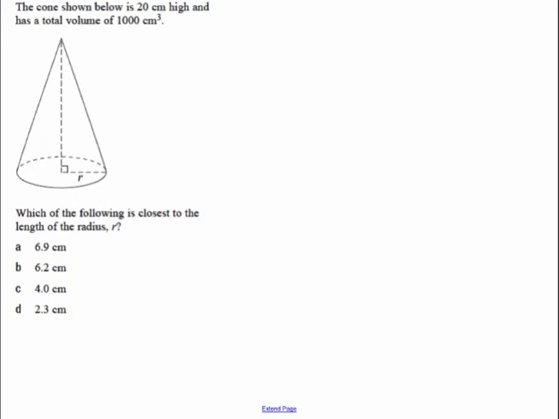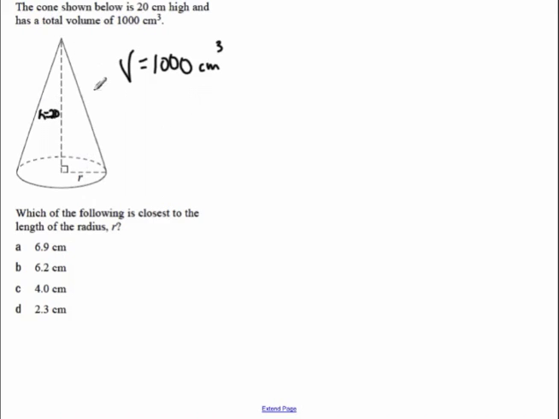The first step: the only thing we are given here is the volume, and the volume is 1,000 centimeters cubed, which is the same thing as 1,000 milliliters, and that translates to 1 liter. So this fits about 2 bottles of water in it. That's if you want to just think of how big that is. And we're given the height. The height in this case is 20.